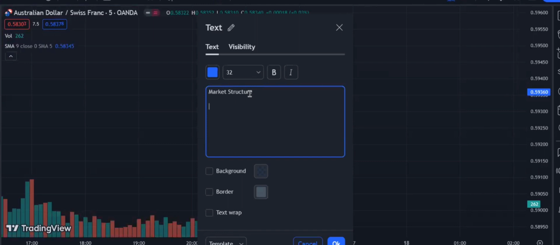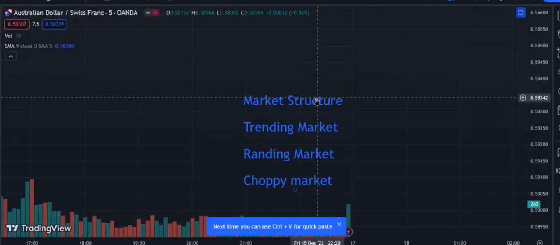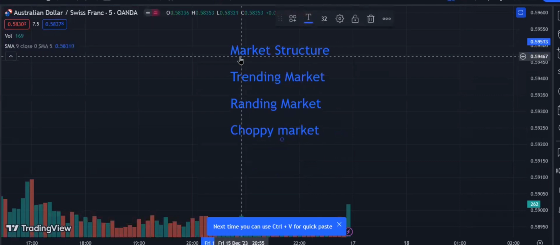And we know that there are three basic market structures in the financial market: the trending market, the ranging market, and lastly the choppy. Right, so those are the basic market structures we have in the financial market.